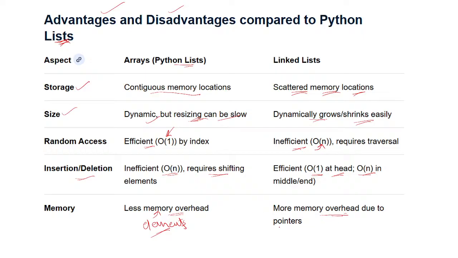Why? Because of pointers: along with the number we are also storing a pointer in each node, which consumes an extra 4 bytes of memory. So that's why the memory requirement will be more compared to Python lists. These linked lists occupy more memory compared to arrays, or you can say Python lists. These are some of the advantages and disadvantages.